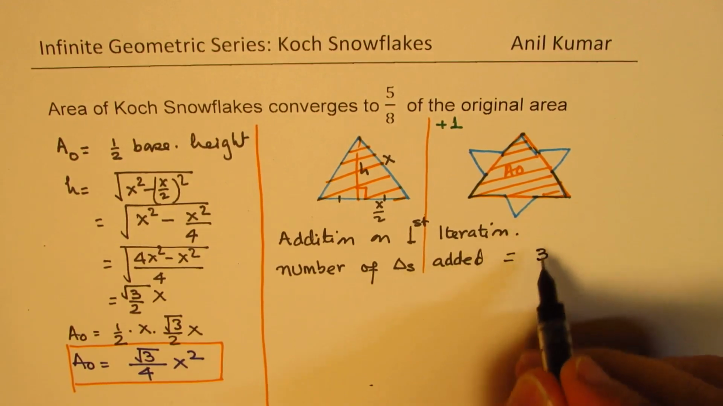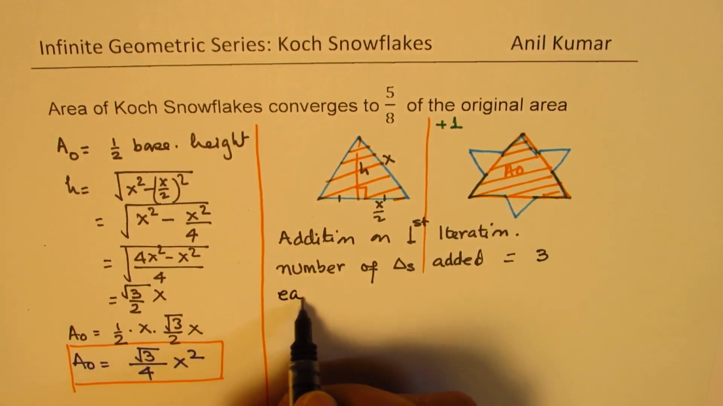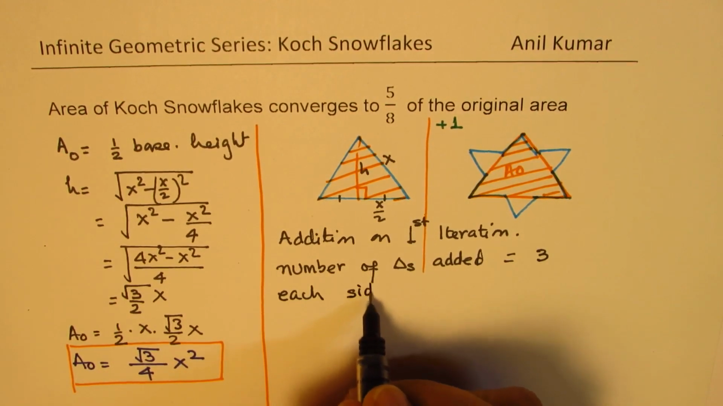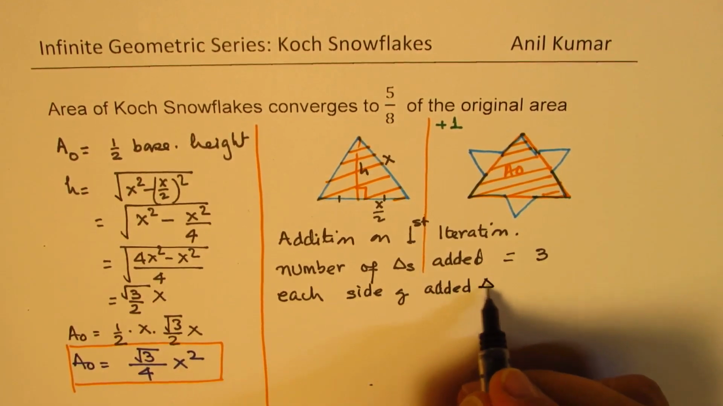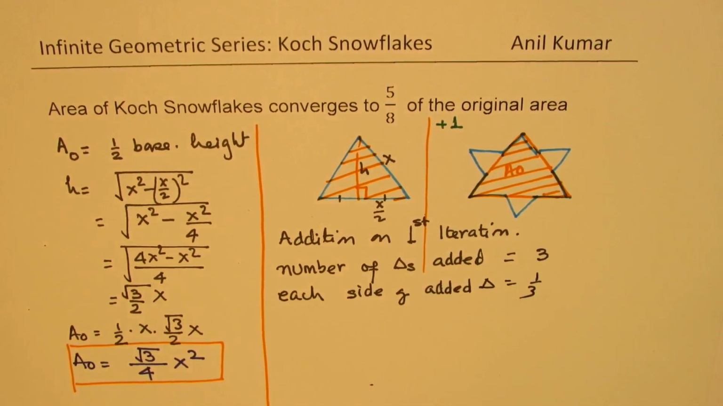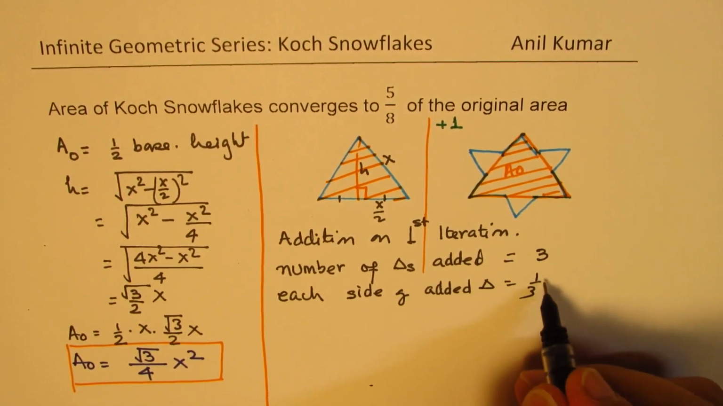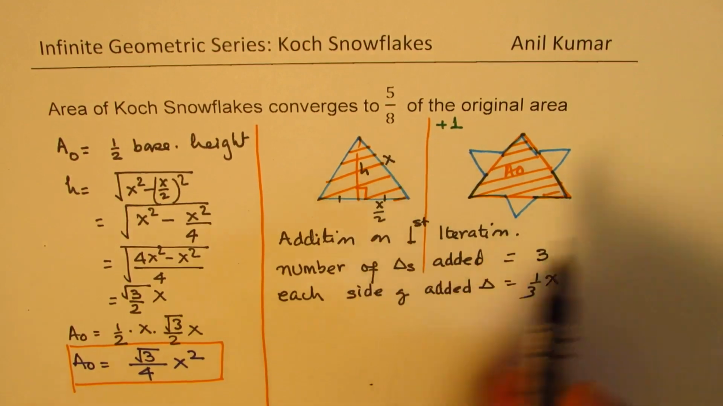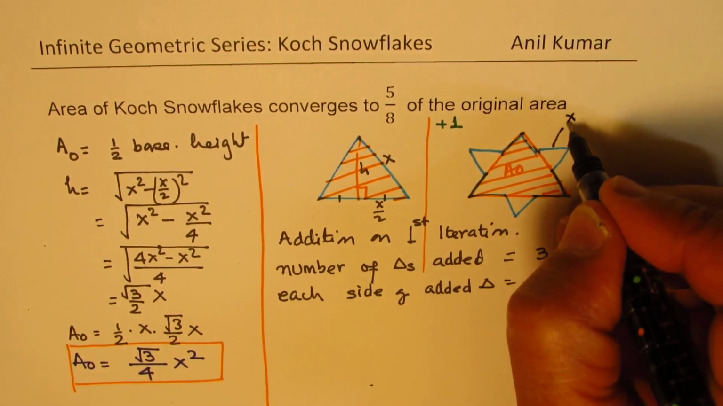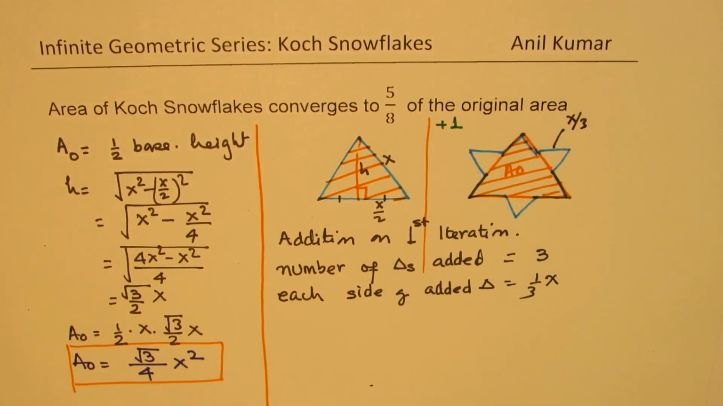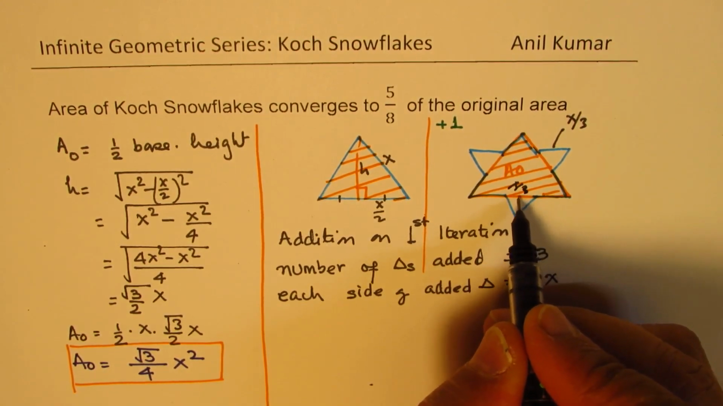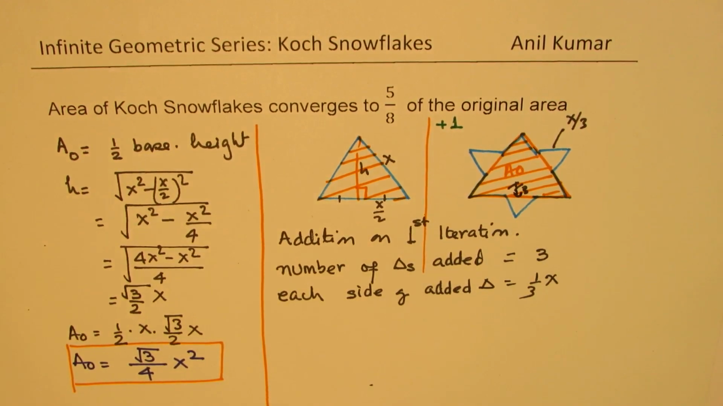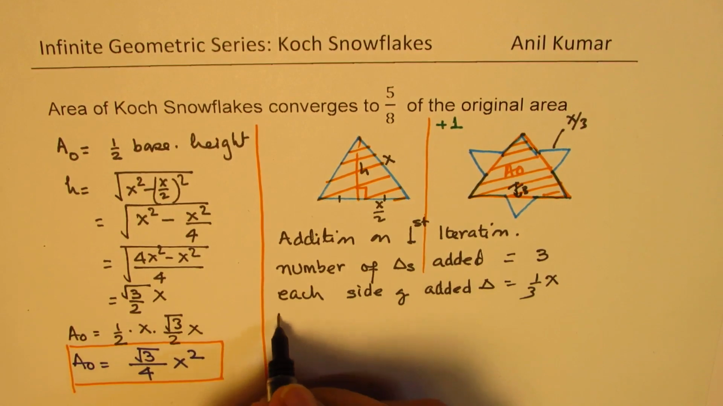So we added 3 in this case, and each side length of the added triangle is 1/3. Do you see that? So each is 1/3 of x. The original was x. Now each side length, all these sides are x by 3, correct? Since we divided x into 3 equal parts, x by 3 is each side. Perfect.